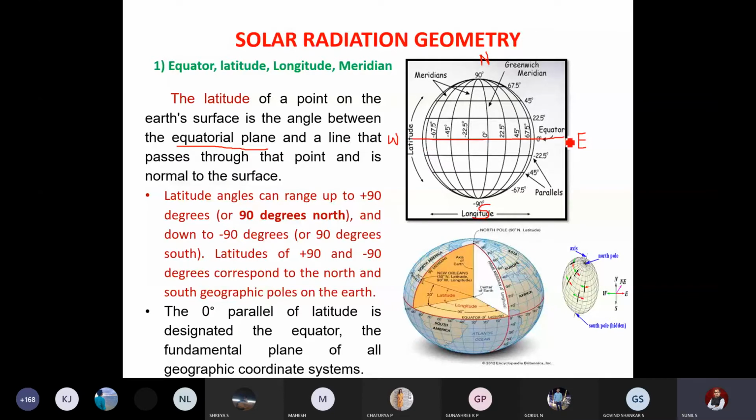Correct. So in very simple terms, I can tell that the equator is the one which cuts the Earth into 50% across the north-south poles. The plane which divides the Earth into half in the north-south direction is called the equator. So the latitude of a point on the Earth's surface is the angle between the equatorial plane, you can see this is the equatorial plane, and the line that passes through that point and is normal to the surface.